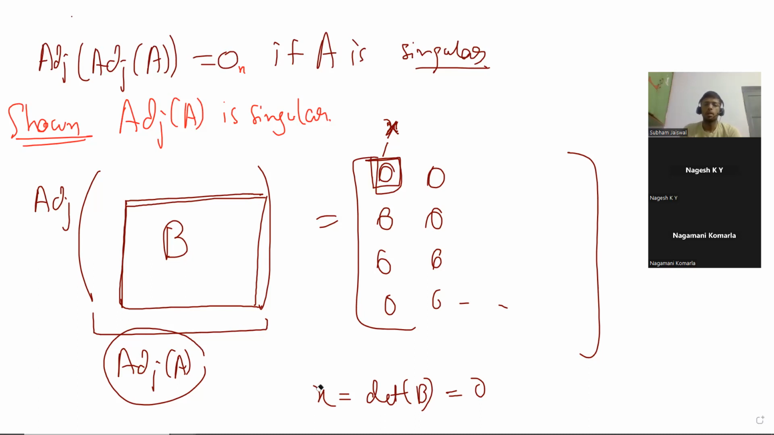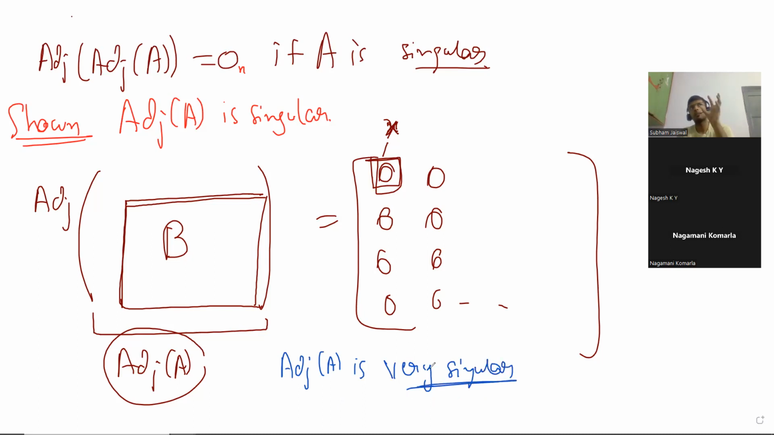So in summary, what I want to say is that the adjoint of A is much more than just a singular matrix, right? The adjoint of A is very singular, meaning that every n minus 1 cross n minus 1 block is singular. Okay, am I saying that every n minus 2 cross n minus 2 block is singular? No.